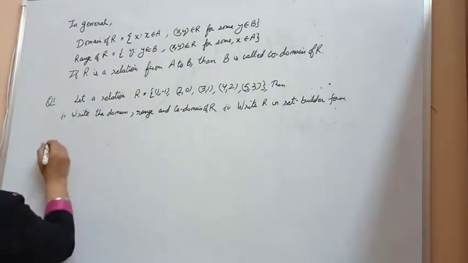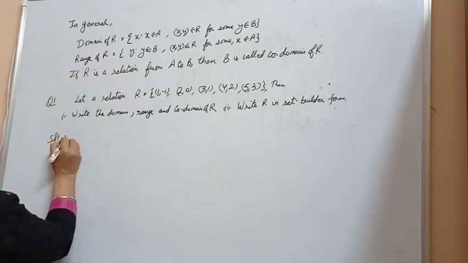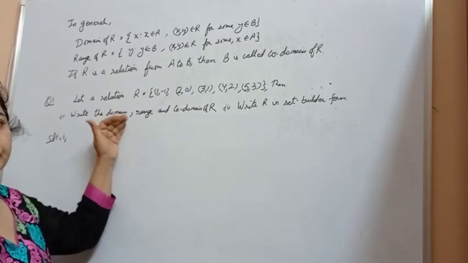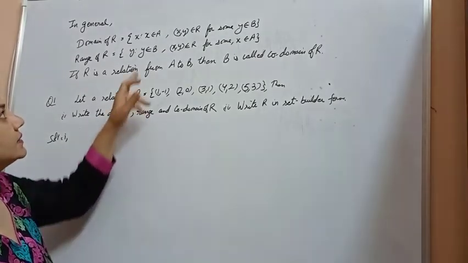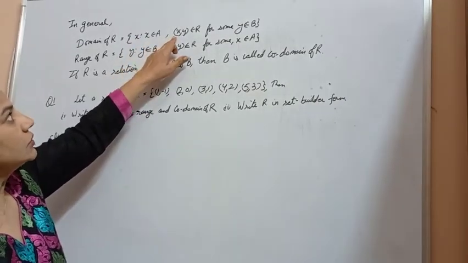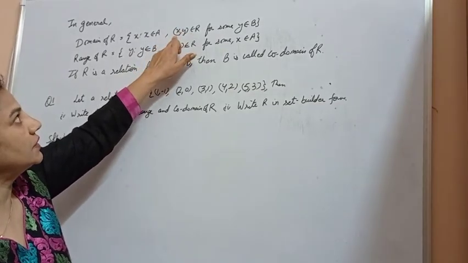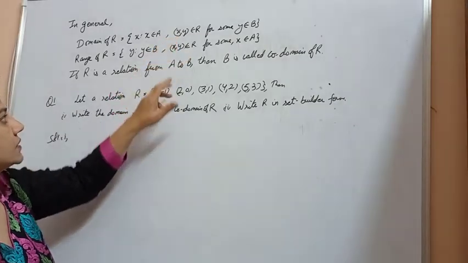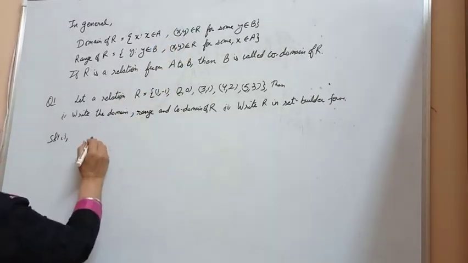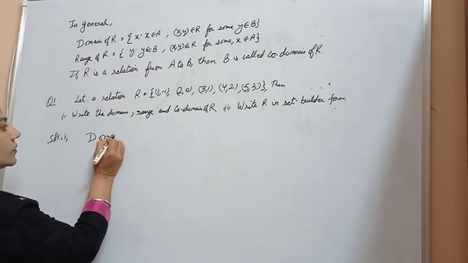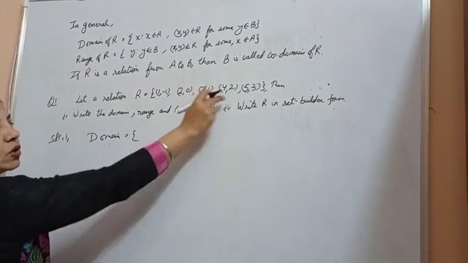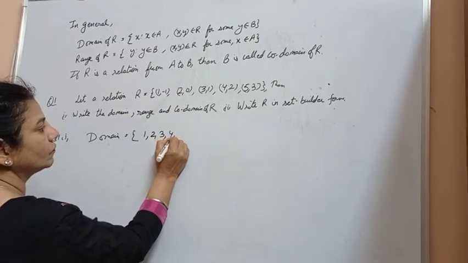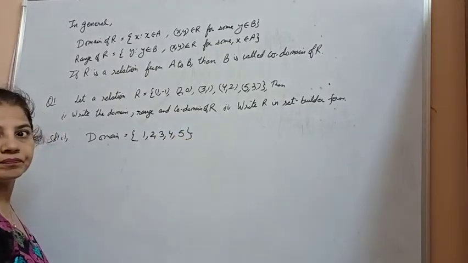Now the domain, according to the above definition, is the first component of the relation. As x belongs to A, x is the first component of this relation. So we can say that the domain is the first components of this relation, that is 1, 2, 3, 4 and 5.